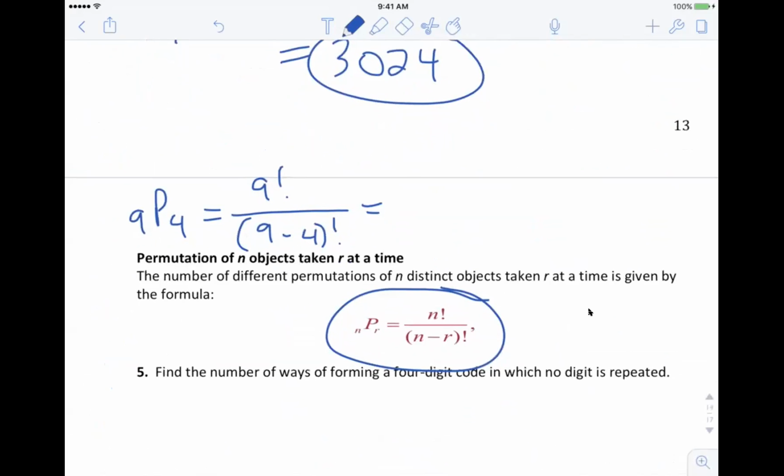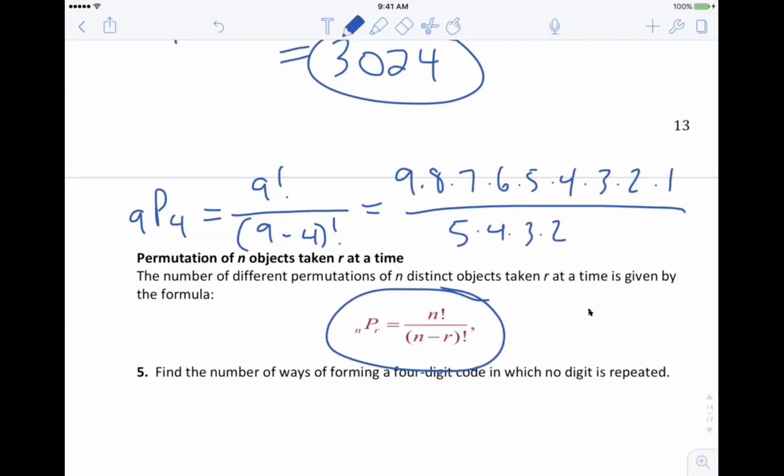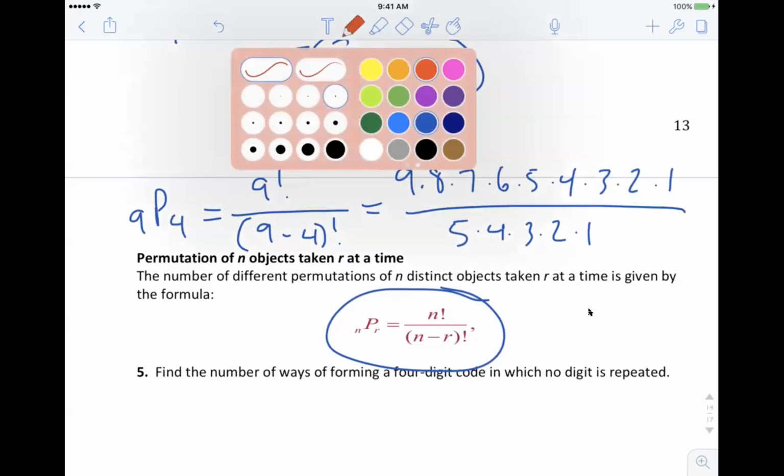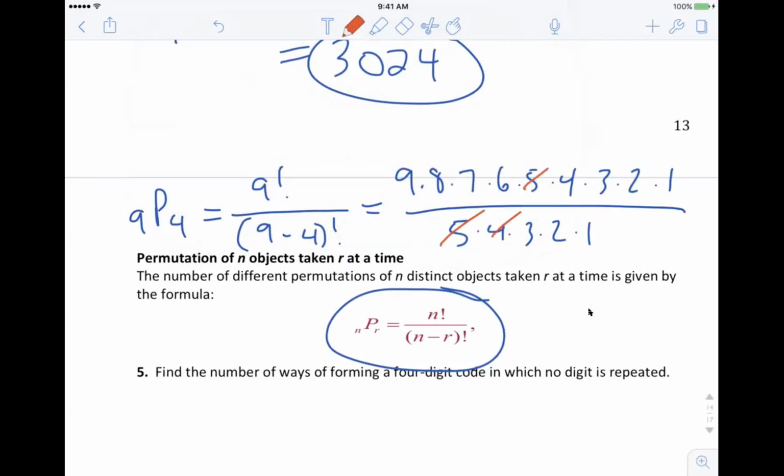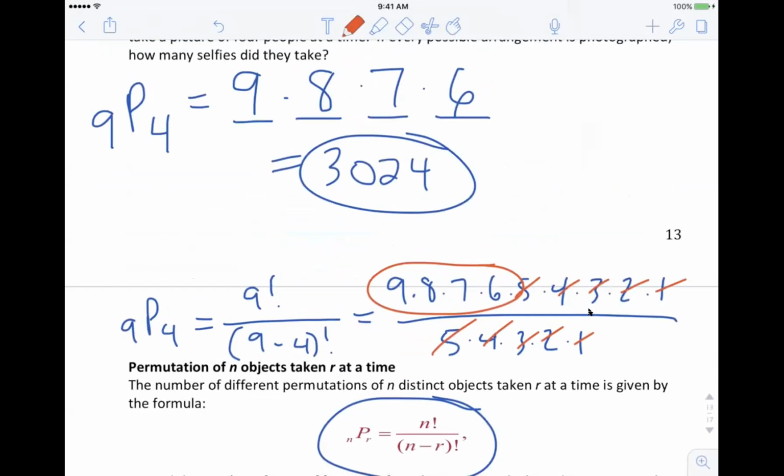So if I wrote this out, 9, 8, 7, 6, 5, 4, 3, 2, 1. This one, 9 minus 4 is 5. That's 5 factorial: 5, 4, 3, 2, 1. And then if I did some canceling, which you should always cancel using red, I don't know why, it just looks good, you'd end up with what we did here. So the formula does work.